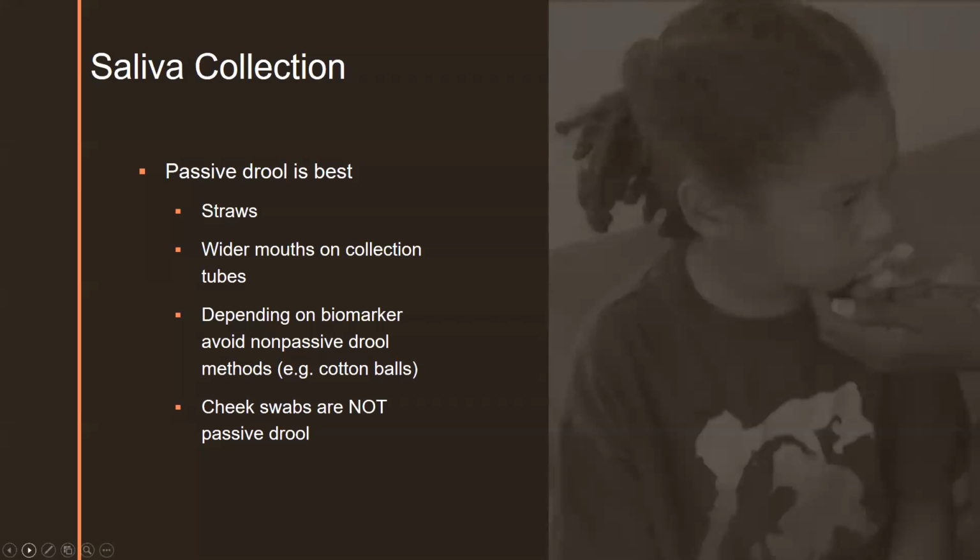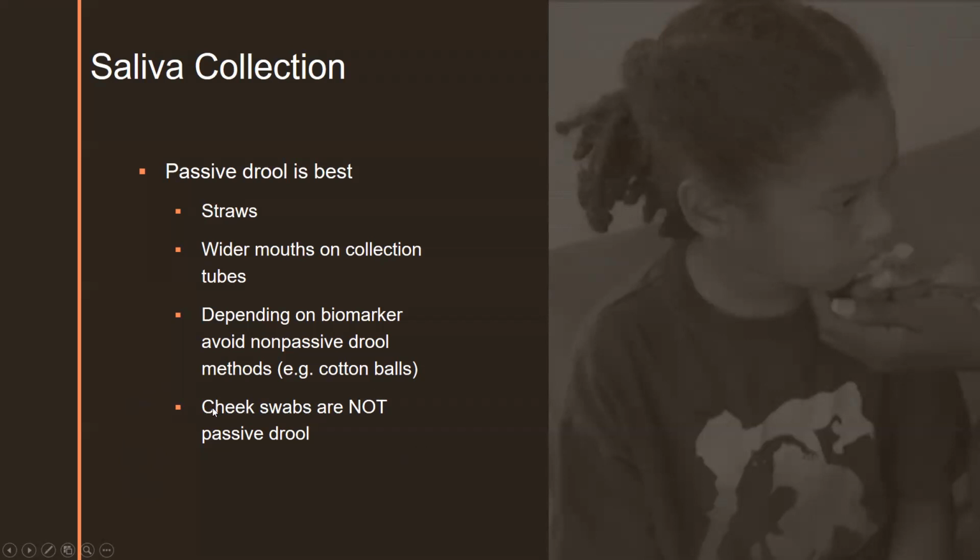Depending on the biomarker, again, avoid non-passive drool methods, so cotton balls that could cause contamination. And this is one point I should have just made a slide that was just this. As a matter of fact, I think I did. Cheek swabs are not passive drool.